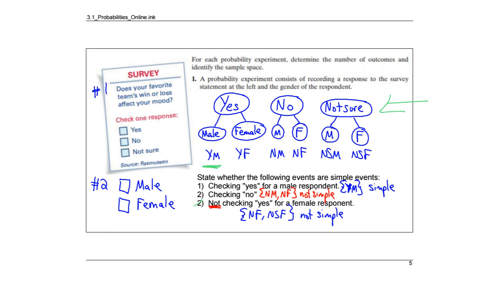This is supposed to be a 3. I got a typo there. Then we have not checking yes for a female respondent. So we know they're female. That means we only have 3 choices, but they did not check yes. So we don't take yes female, but we do take no for female, and we take not sure female. And so this also is not simple because there's 2 outcomes.